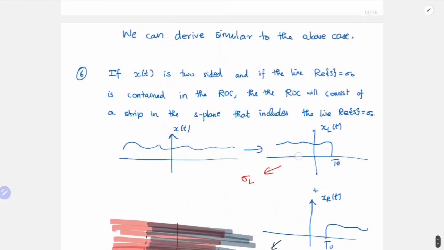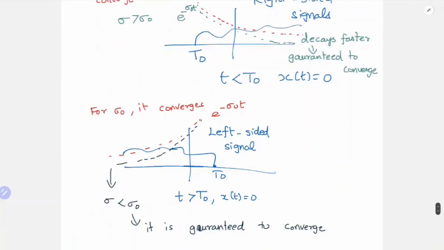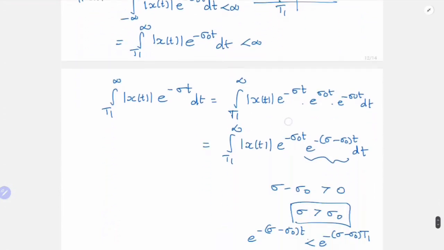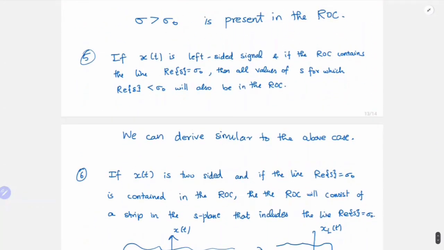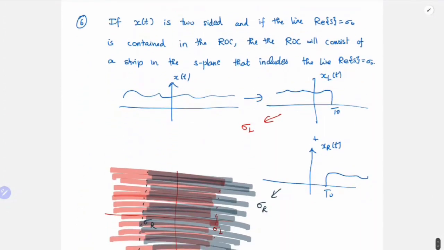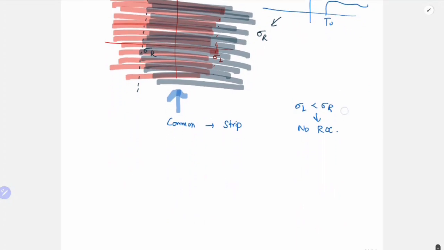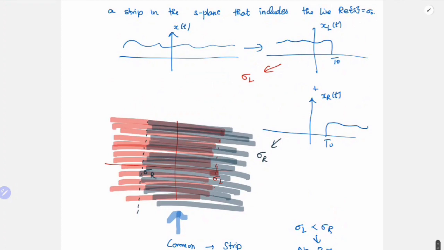So from the last 4 properties, what can we conclude? We saw that for the finite signal, it is the entire S-plane. For the right-sided signal, it is the right-hand side of the S-plane, for sigma greater than sigma naught. For the left-sided signal, it is the left half of the S-plane, sigma less than sigma naught, the entire left half, starting from sigma naught, of course, not from 0. And for the two-sided signal, it is like a strip.